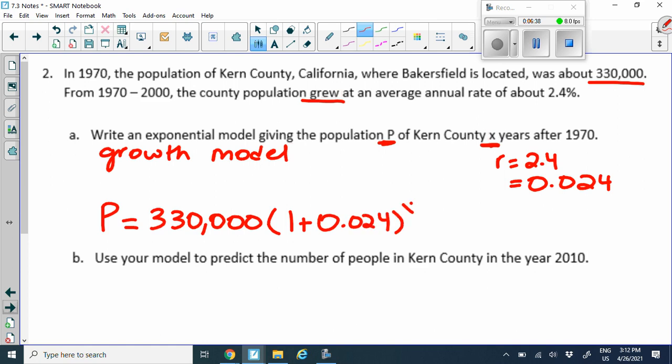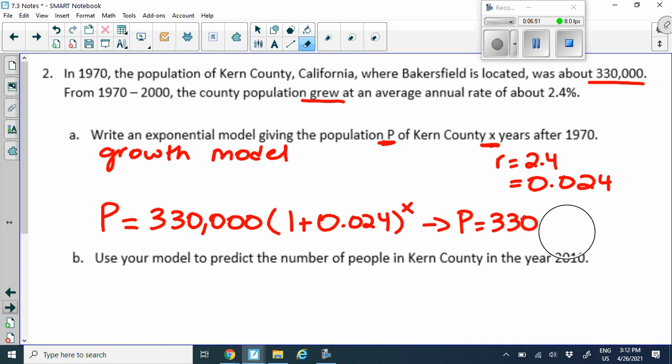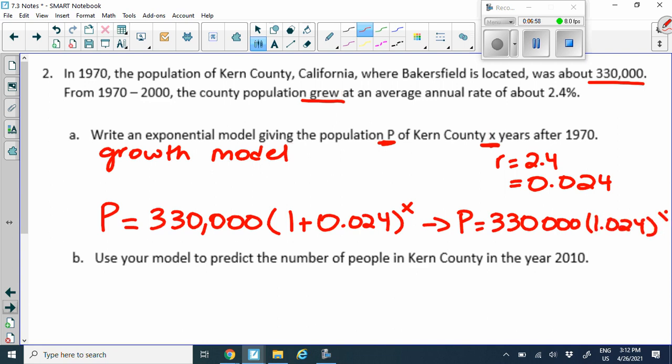And then to the X. Now make sure we combine our 1 and the 0.024, so simplify. So I have P equals 30,000 times 1.024 to the X. So this will be my model. So always simplify what's in those parentheses.